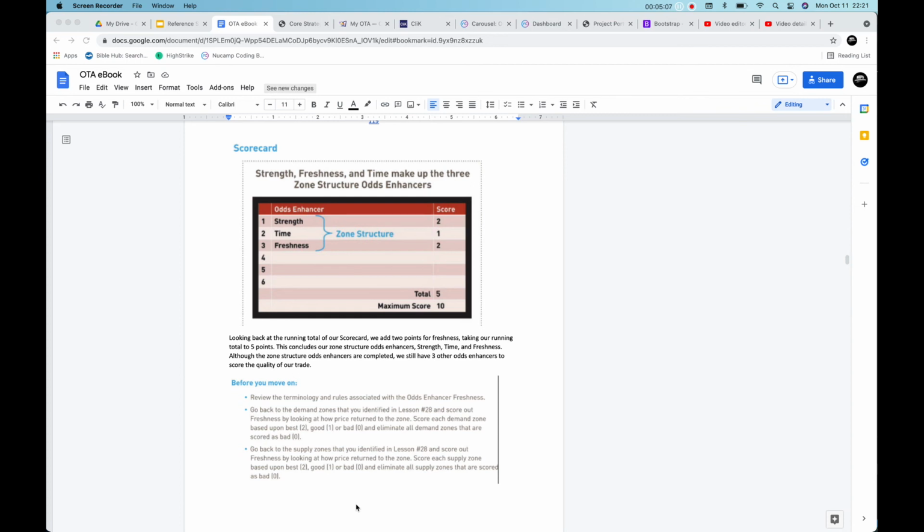Although the zone structure odds enhancers are completed, we still have 3 other odds enhancers to score the quality of our trade. So before you move on, review the terminology and rules associated with the odds enhancer of freshness. Go back to the demand zones that we identified in the base isolation technique video. Go back to the demand and the supply zones. Score those zones for freshness. Again, you're going to be looking at how price returned to the zone, if it returned to the zone at all.